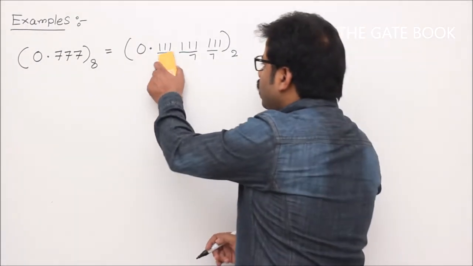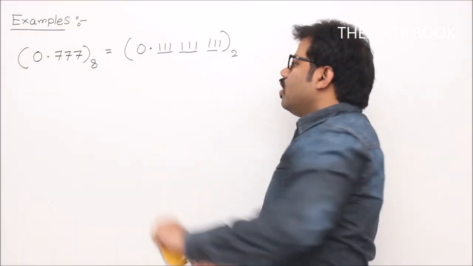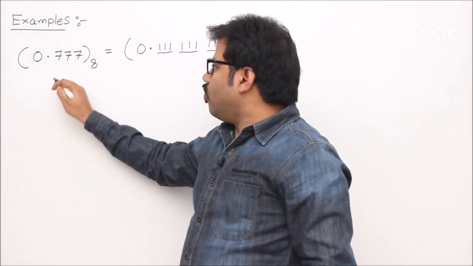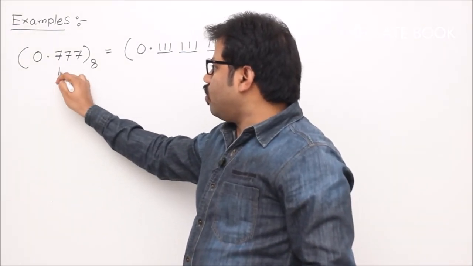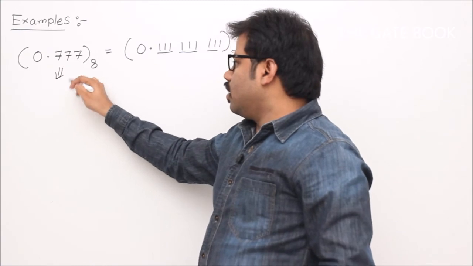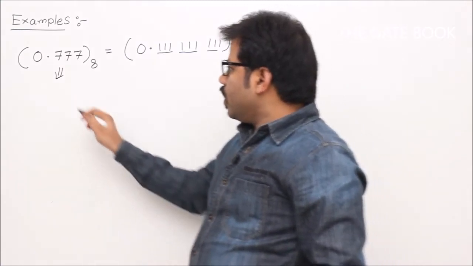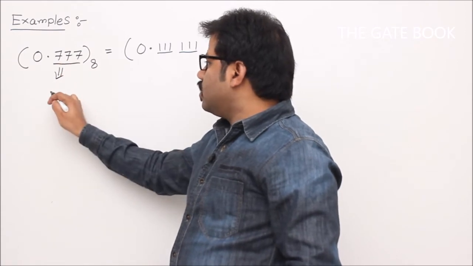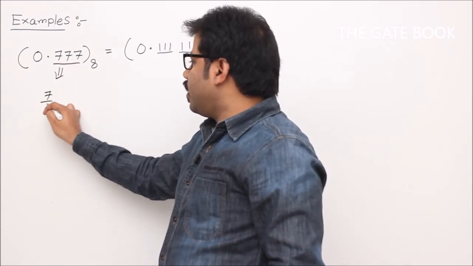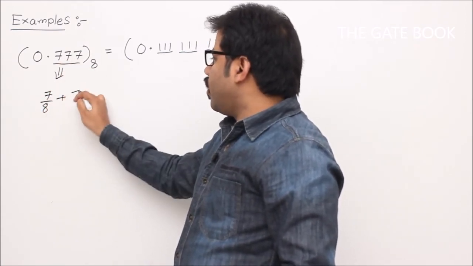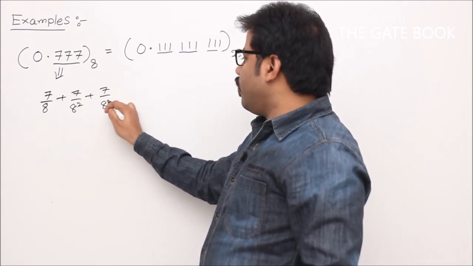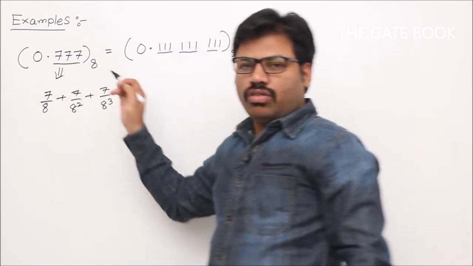Okay. So why are these two equivalent? If you want to know, then you should know the simplification process. See, what I can do is, first of all, try to convert this to decimal. So you will understand everything. If I convert it into decimal, 7 means 7 by 8, correct? So this would be 7 by 8 square. This would be 7 by 8 cube. This is the way we convert this octal to decimal, right?